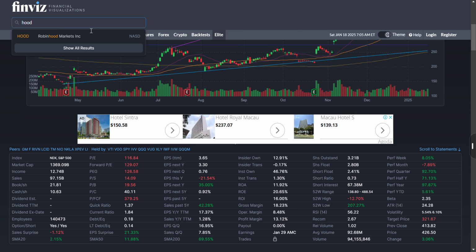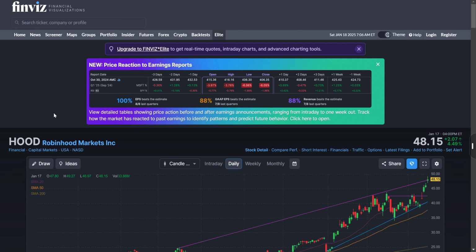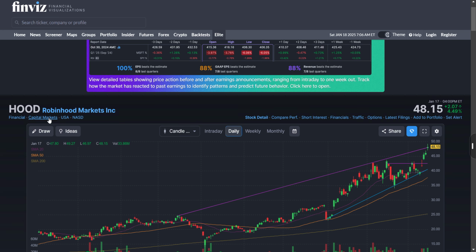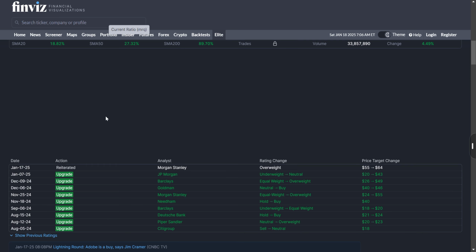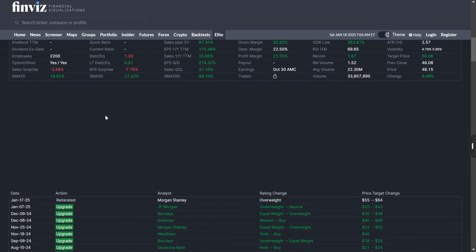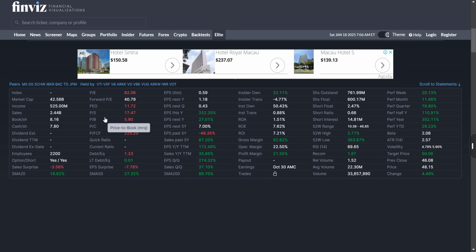So, one such company that might be affected when Donald Trump assumes the presidency next week is Robinhood. This is a platform that deals with buying and selling of cryptocurrencies, stocks, etc.